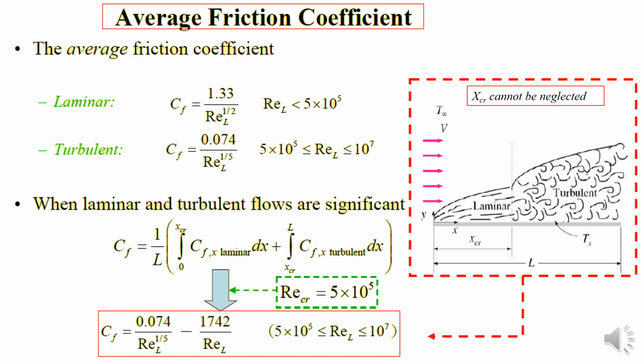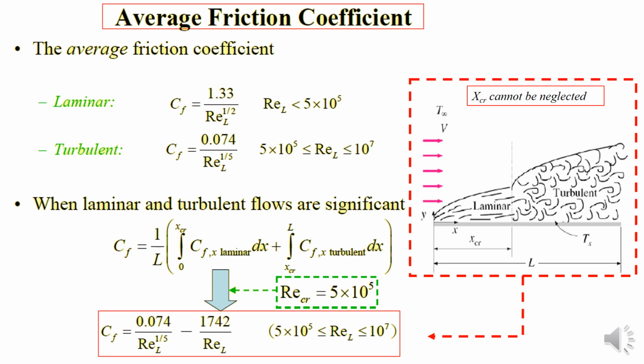So if these cases happen, we should use the turbulent equation. Now the average friction coefficient. We already know the local friction coefficient up to a certain distance. Now we are interested in calculating the overall friction coefficient throughout the entire flat plate. So still we have the laminar and turbulent flow, within a certain Reynolds number. You can just use this equation to calculate it. Then there are cases where laminar and turbulent flow are both significant, where we cannot neglect either. Before this, we divided it into two: we calculated laminar or turbulent. Now we should consider both laminar and turbulent.